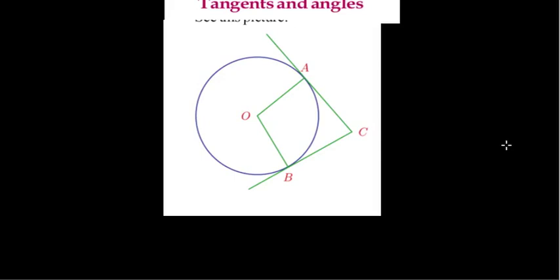In this chapter, we studied an important result. What is the result? The tangent is perpendicular to the radius through the point of contact, or the tangent is perpendicular to the diameter through the point of contact.